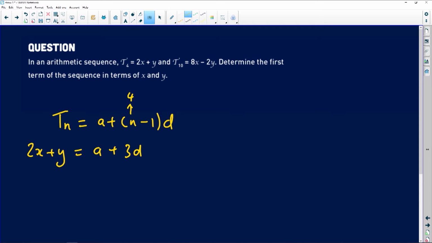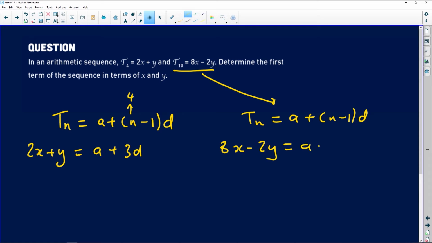I want to do the same thing about the 10th term. We know that it is arithmetic, so we can write it like this, multiplied by d. The value of that one is 8x minus 2y, which is a plus, it's the 10th term. This is at position number 10, so that's going to be 10 minus 1, which is going to give us 9 differences. So I've got these two patterns that I'm looking at now. I have to solve simultaneously.